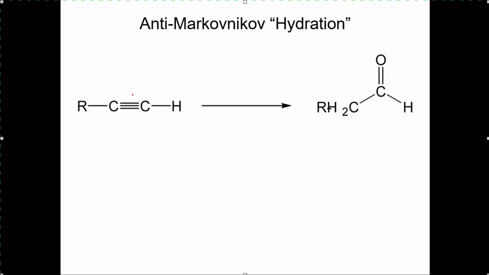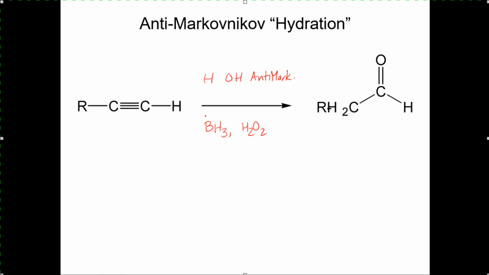Well, the way you would do anti-Markovnikov addition would be to look at this and say, oh, I just need to add an H and an OH anti-Markovnikov. Now, what reagent in the last series of alkene reactions did we use to add H and OH anti-Markovnikov? Hopefully everybody's yelling at their screen. BH3, H2O2. That's what we use to do anti-Markovnikov addition.